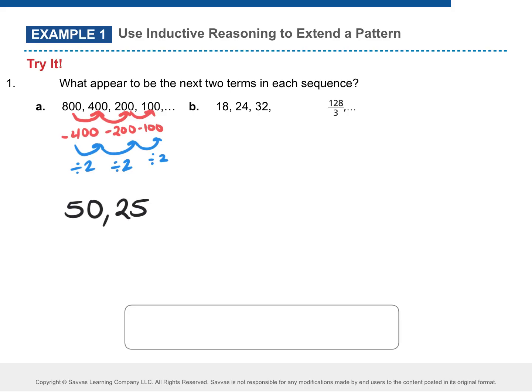On part B, how do I go from 18 to 24? We need to add 6. How do I go from 24 to 32? Add 8. How do we go from here to here? Add 10.67, because this went to 42.6 or so. What do you think should have been added right here? You would think it'd be plus 10. Is that exactly what happened? No.